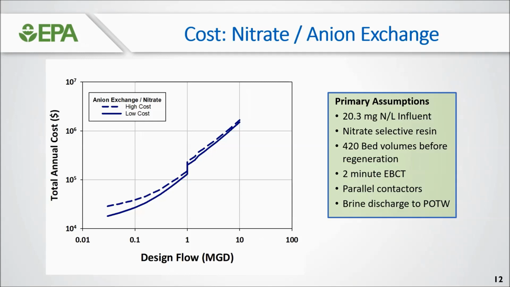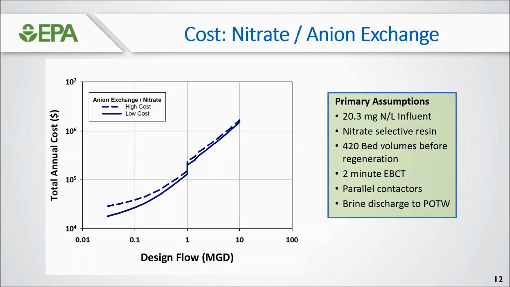If you use the cost models I described earlier for anion exchange, and you punch in nitrate, with the assumptions in the green box to the right here, the cost models will generate a total annual cost, and that's both capital and operation and maintenance costs blended together. And you'll get a cost curve that looks something like this. It's over a range of design flows for a plant, so you can see how larger plants cost more than smaller plants.